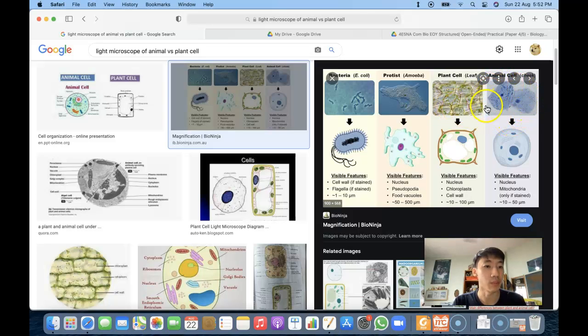Whereas in the animal cell, in the light microscope, you can only see the nucleus. These small dots are only visible if you have a very special stain. So normally you should only see the nucleus, cytoplasm, and the cell membrane. That's all. Can't even see the ribosomes.